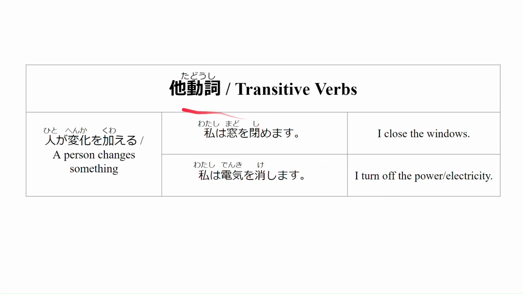Now, let's start with 他動詞 or transitive verbs. So these are verbs 人が変化を加える or when a person changes something. An example would be, 私は窓を閉めます。 this means I close the windows. Another example would be, 私は電気を消します。 this means that I turn off the power or electricity.